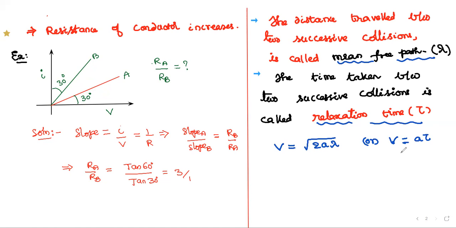So I can write here, at the first collision, what is the velocity before making the collision? V1 equals A into tau 1. Similarly, for the second collision, V2 equals A into tau 2. Like this, I write so on up to Vn.